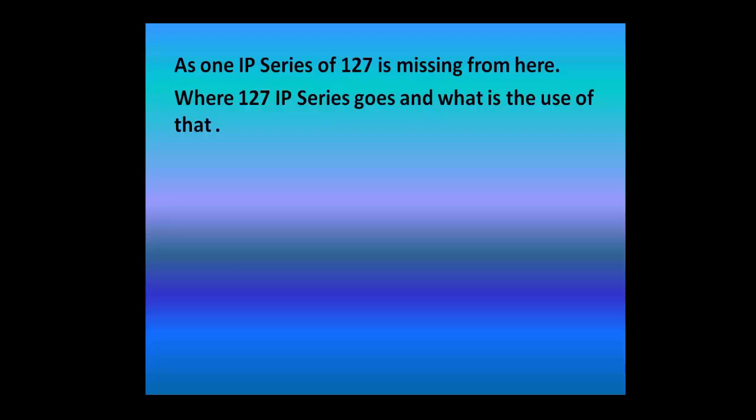When we were checking the classes, A class ended at 126 and B class started at 128. Please keep your copy and pen ready and check: 127 is not there. What is the use of that? Where does the 127 IP series go?